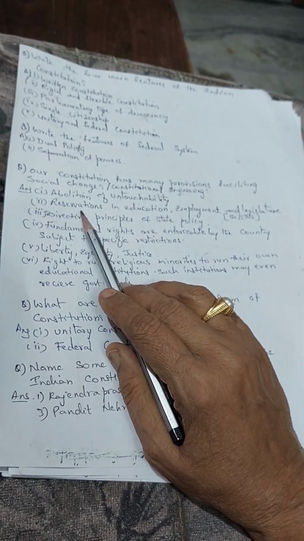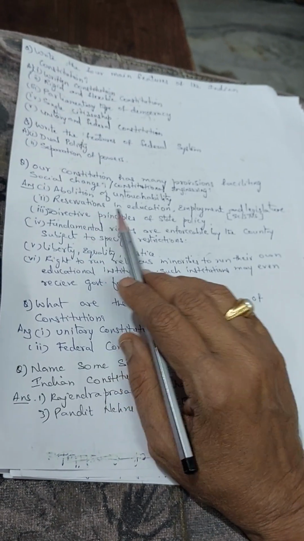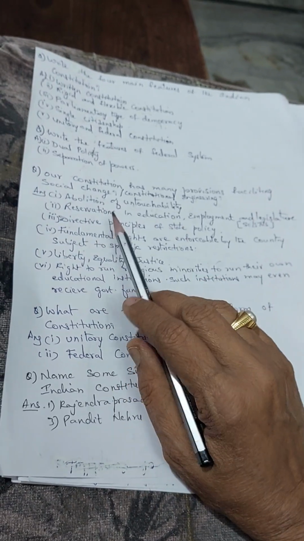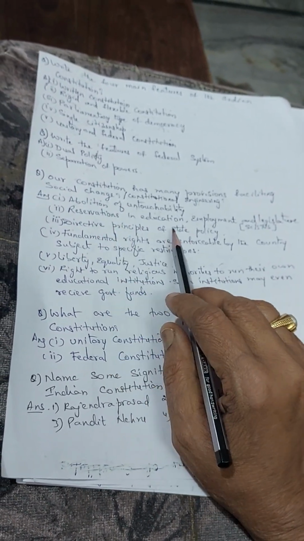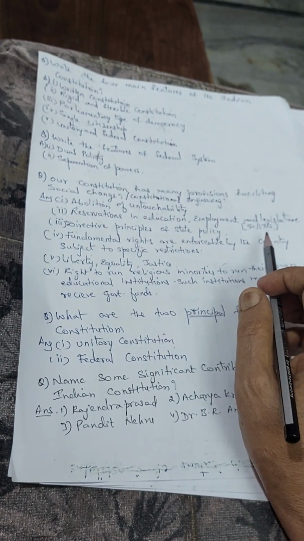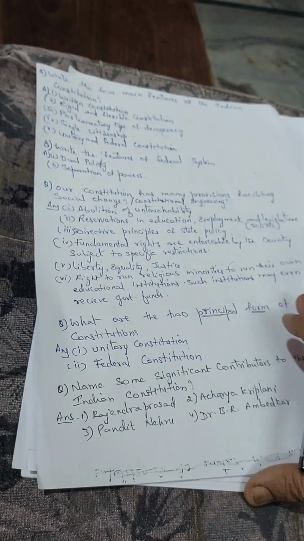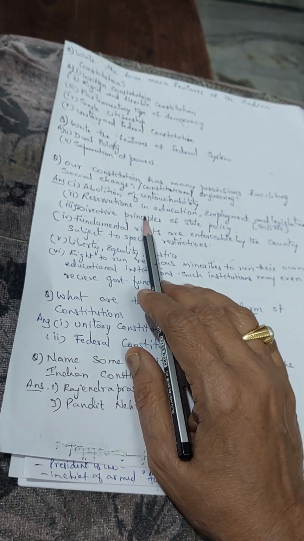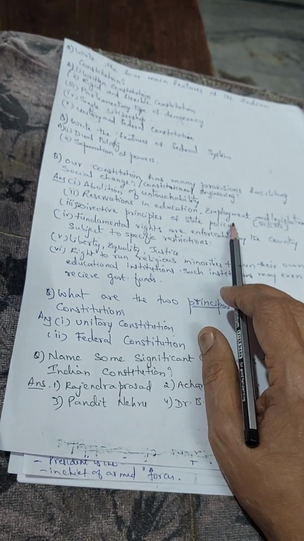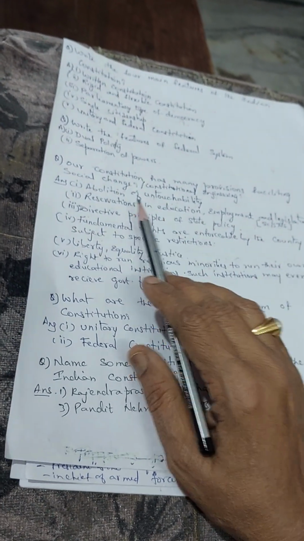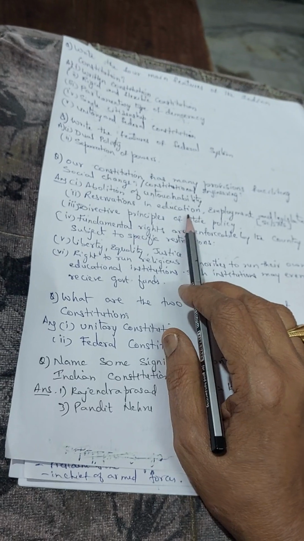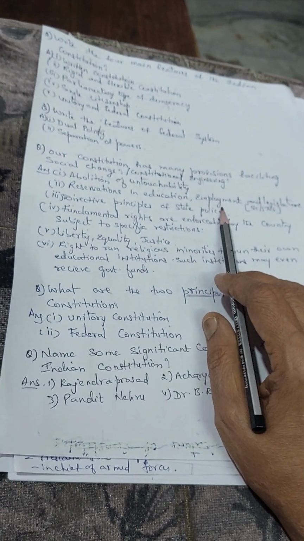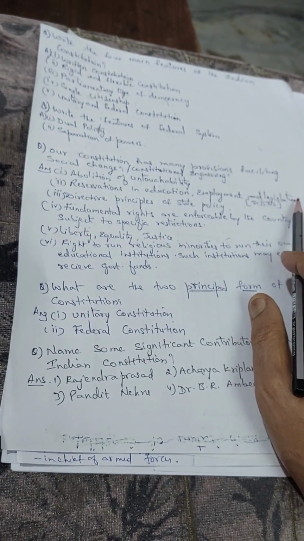Since ancient times, those SCs and STs were not given proper treatment. Injustice was being done to them. In order to uplift these weaker sections in society, reservations were brought in educational institutions, employment and legislature. Seats were reserved in the educational institutions, seats were reserved for government employment, and seats were reserved in legislature also.